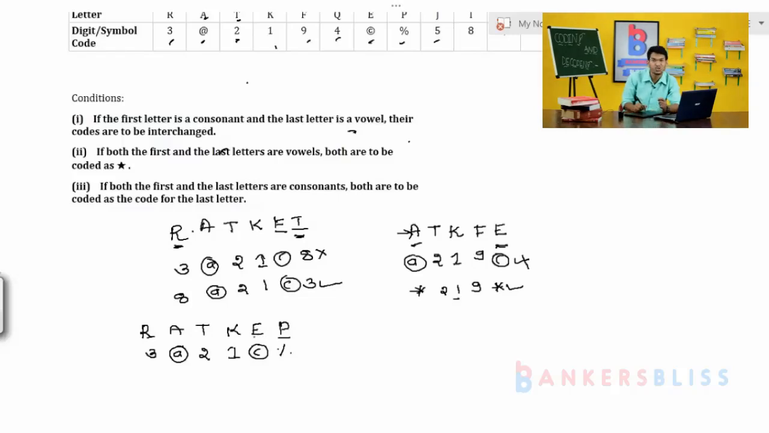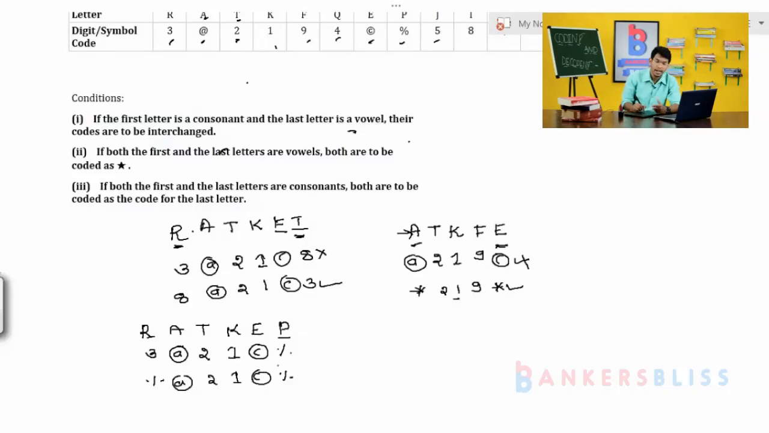What is the condition going to tell? If the first and the last letters are consonant, both are to be coded as per the last letter. Both, it is nothing but P and R, to be coded as per the last letter. What is the code for P? That is percentage. That percentage is also to be coded for the R, because the first letter and the last letter are consonants, and the condition matches the given statements. So again, the remaining is constant. It is nothing but 2, 1, copyright.